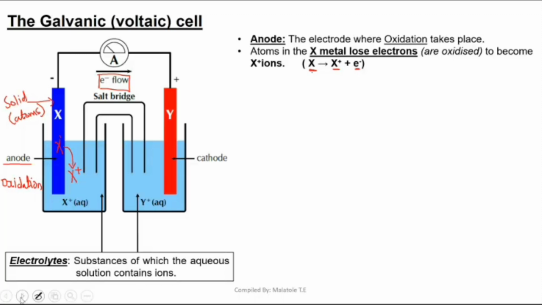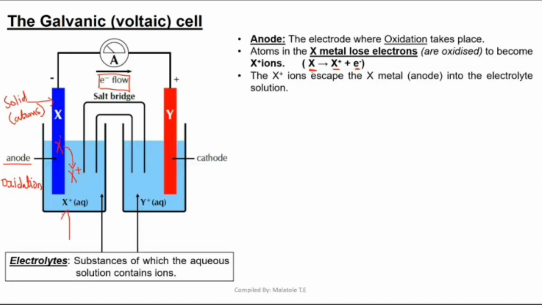What then happens to the ion X+? We've just explained that the X+ can no longer stay inside the blue area, which is the anode. It can't stay there because the blue anode is made up of X atoms. This thing changes. It's no longer an X atom. It becomes an X+ ion. And where do we find other X+ ions? We find them here in the electrolyte. So we then say the X+ ions will escape the X metal, which is the anode, into the electrolyte.